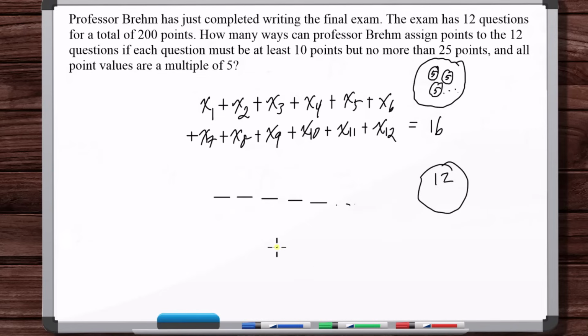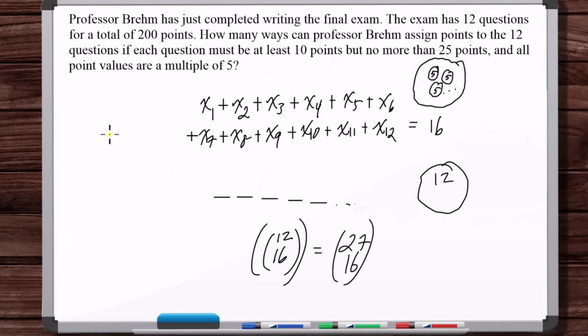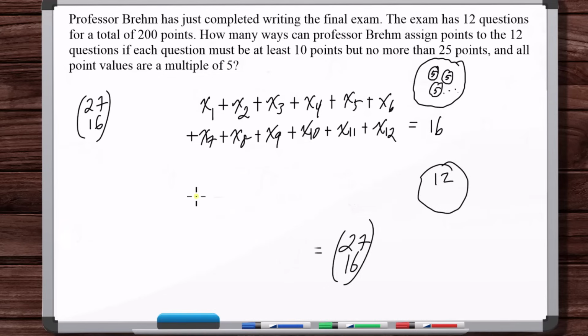So all we have to do is say combinations with repetition. We're choosing from a group of 12, and there's 16 spots. So for combinations with repetition, we've got 16 plus 12 is 28, minus 1 is 27. Choose 16. So there we go. That's the big number. But now we need to subtract out the cases where any one of the bins has, in this case, what?